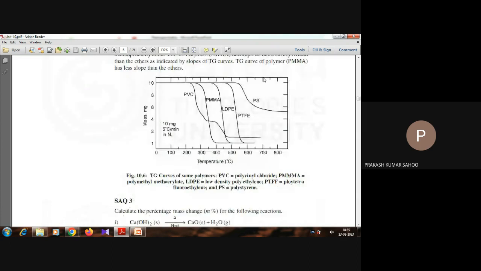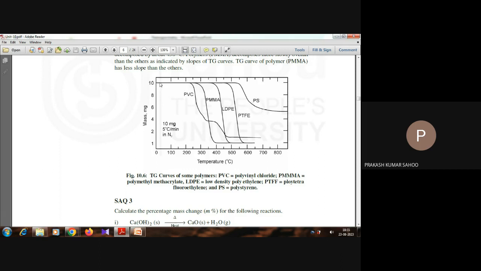Okay, then we have this already discussed, and I also try to recall this one, polytetrafluoroethylene, PTFE. So we have the TGA for some polymers here. This is polyvinyl chloride, and this is polymethyl methacrylate. LDPE is low density polyethylene. This is your polytetrafluoroethylene, and the last one is polystyrene.